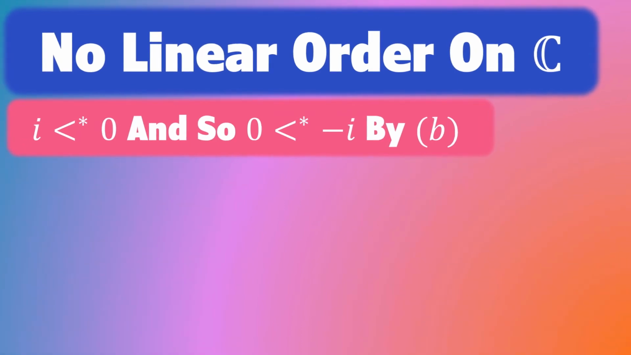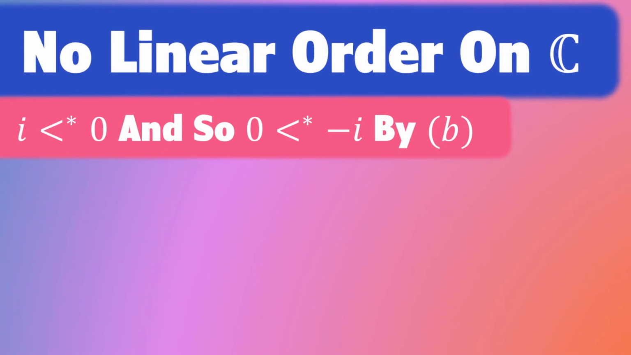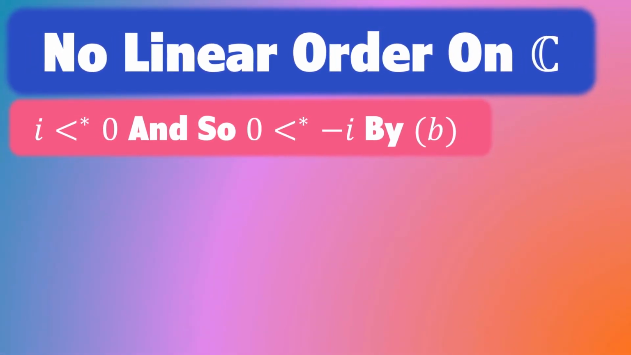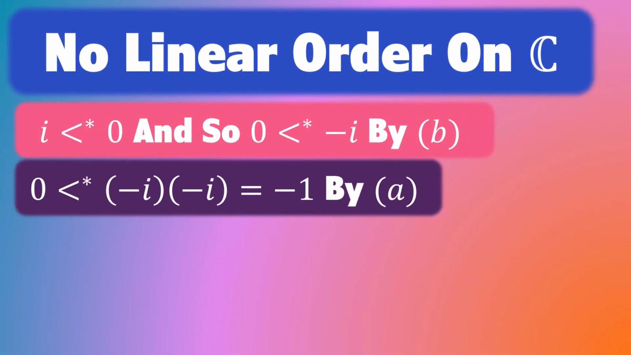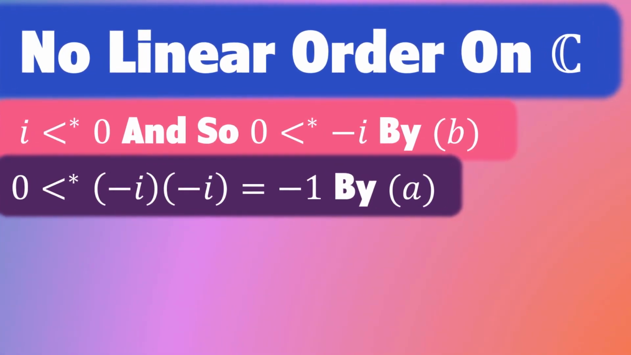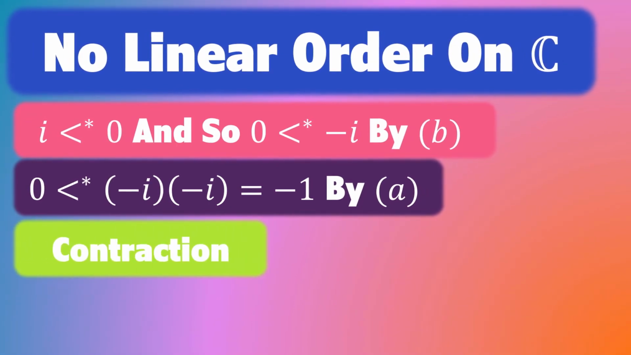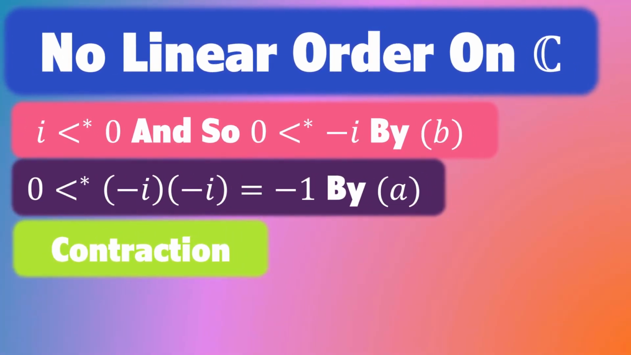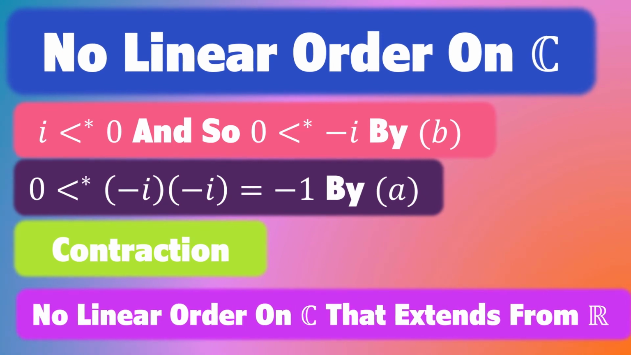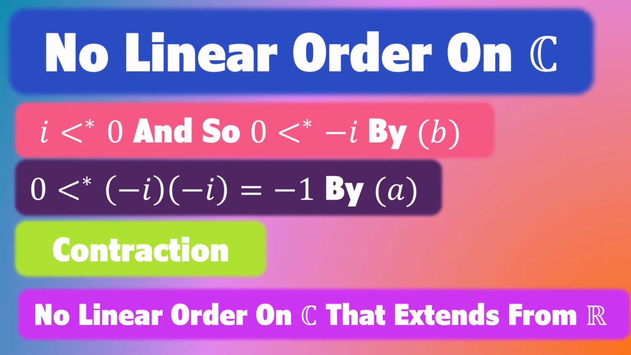Thus, by the definition of linear order, we must have that i is less than star 0, so 0 is less than star minus i by B. But then 0 is less than star minus i times minus i, which is equal to minus 1, again by A. Thus, again, we reach a contradiction as in the previous case. This contradiction means there's no linear order on the complex numbers that extends from the real numbers.